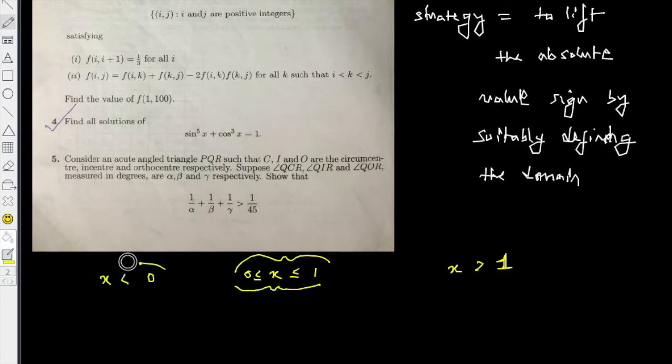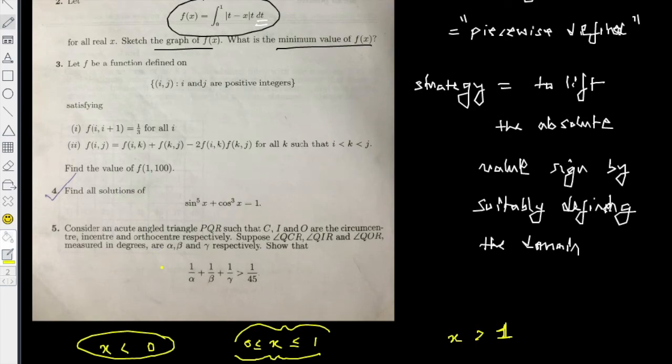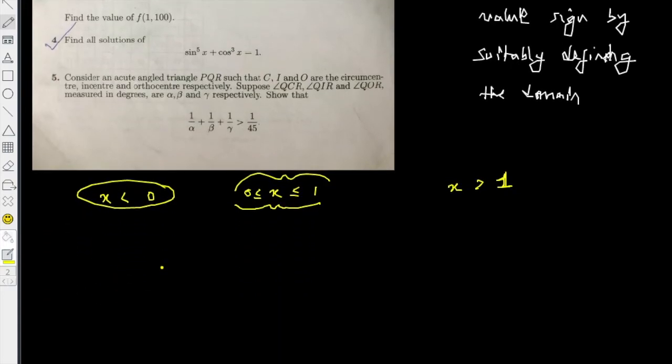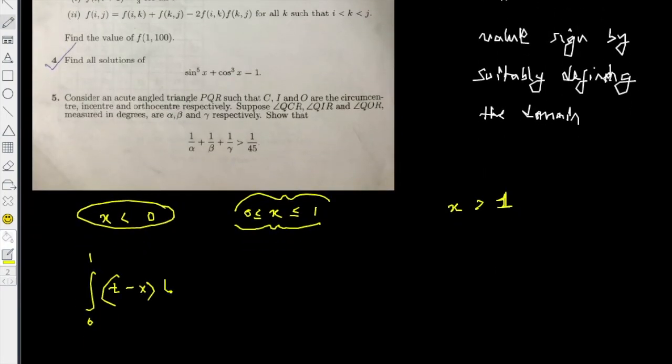x less than 0 is actually quite simple. If x is less than 0, then of course the absolute value of t minus x is t minus x. So we will have the integral from 0 to 1 of t minus x, times t, dt. So this is simply the integral from 0 to 1 of t squared minus xt dt.